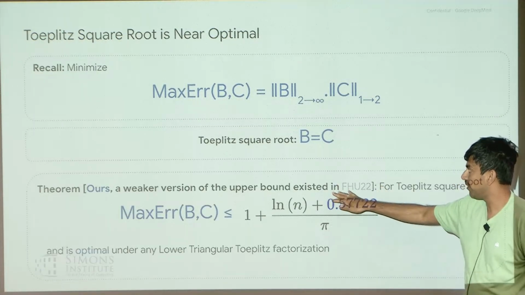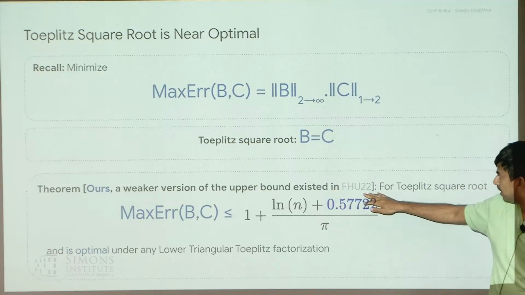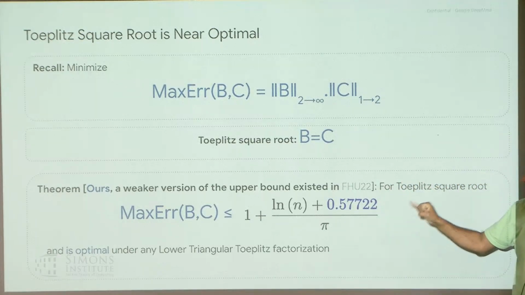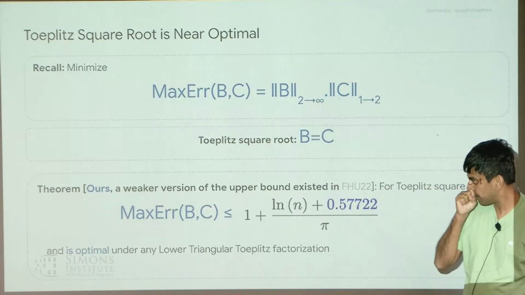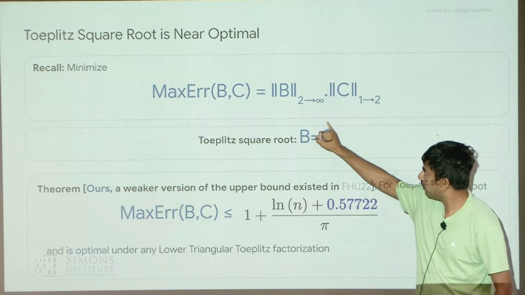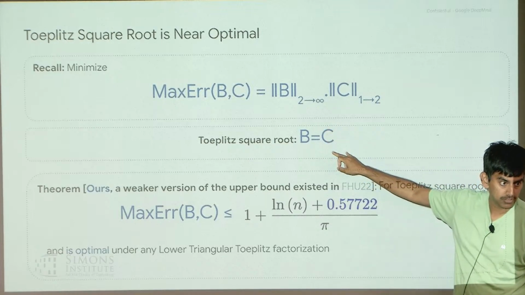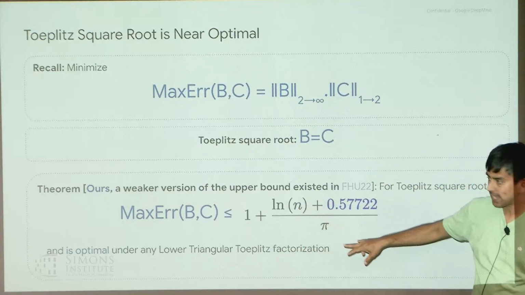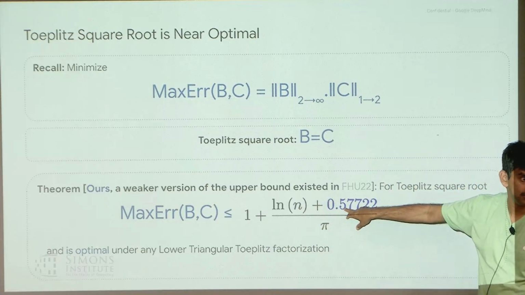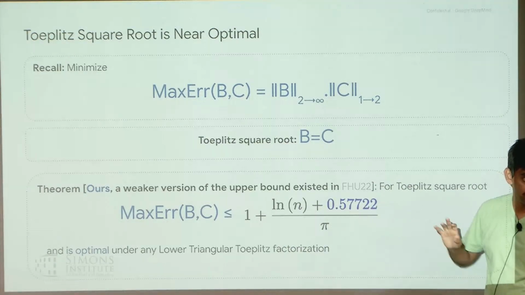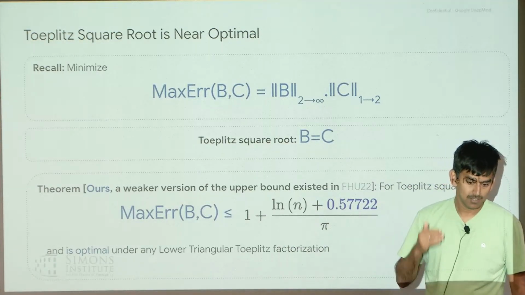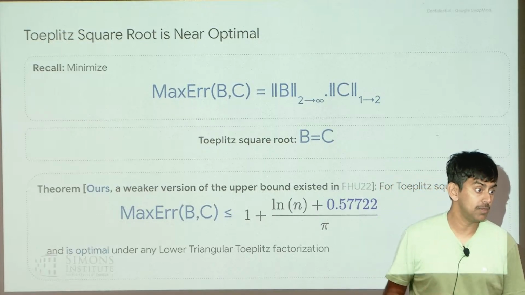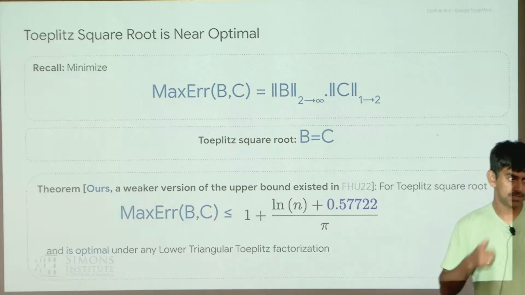A version of the upper bound existed in an earlier paper by a few folks, and ours both gives a strong upper bound and actually proves a lower bound. What we show is that if I restrict myself to the Toeplitz square root, then my max error is the initial 1 plus log n over pi plus this constant, 0.5772. Okay. So why am I showing this? This emphasizes that going to Toeplitz systems is not making you lose too much. It's just an additive constant.